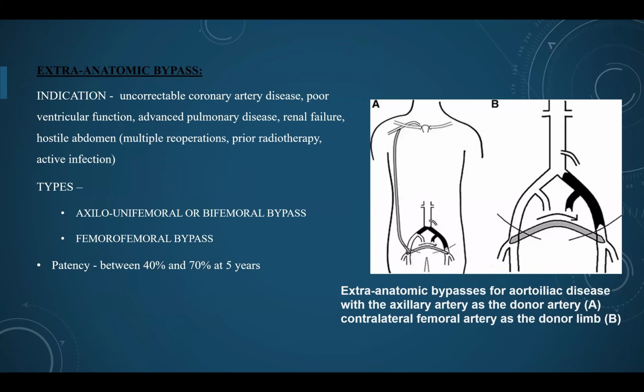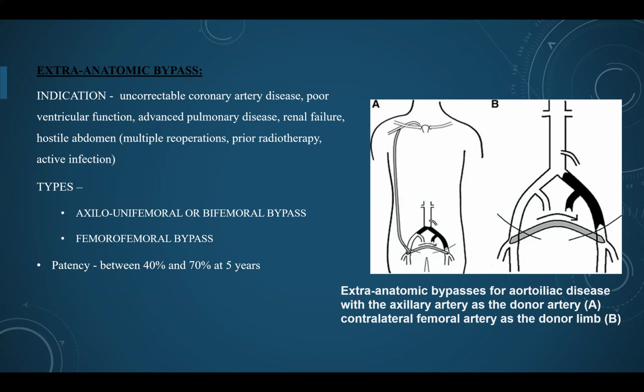Next is extra anatomic bypass. It enables revascularization of limbs via non-anatomic pathways. The indications are when there is uncorrectable coronary artery disease, poor ventricular function, advanced pulmonary disease, renal failure. That is all the high-risk patients. And if the patient has multiple reoperations, prior radiotherapy and active infection. It is of two types, axillo-unifemoral or axillo-bifemoral bypass. And the other type is femoro-femoral bypass.